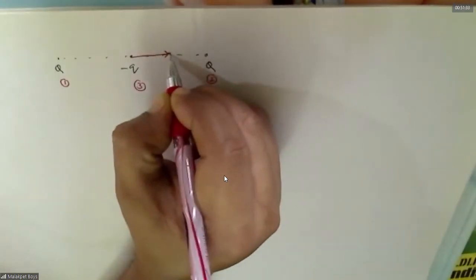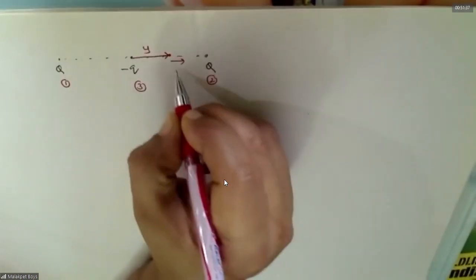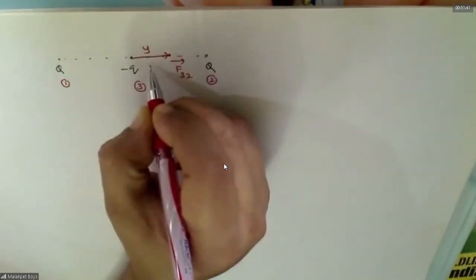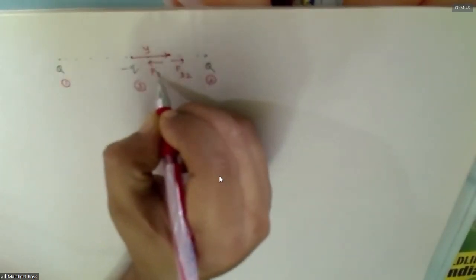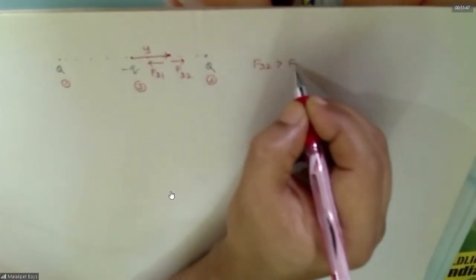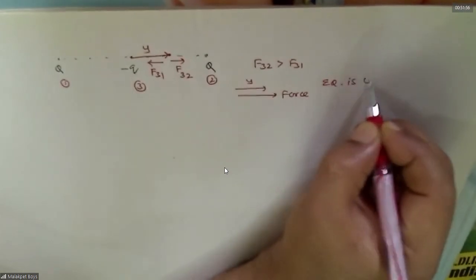If you displace like this, then what do you have here? Force on 3 due to 2, and force on 3 due to 1. Which force is more? 3 due to 2. That means this is the displacement, this is the force. So equilibrium is what? Unstable.